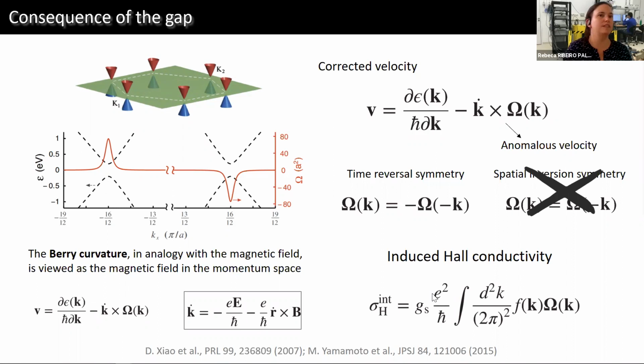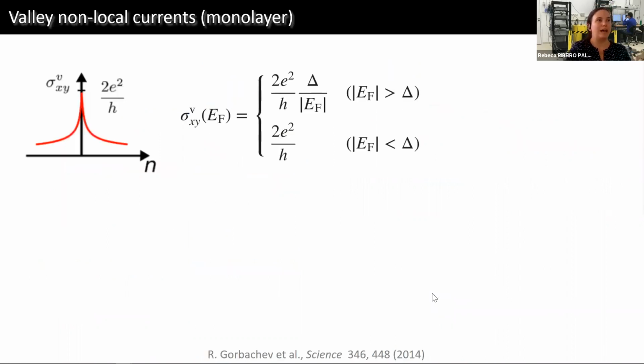This induced Hall conductivity, in the case of monolayer graphene, will have a value inside the energy gap. Remember that if you do not have an energy gap, you cannot have Berry curvature. So inside the energy gap, it will be quantized as 2e squared over h, and outside it will decrease very rapidly with the Fermi energy. So this is good. It means that it not just exists, but we could maybe measure something that gives us access to this.